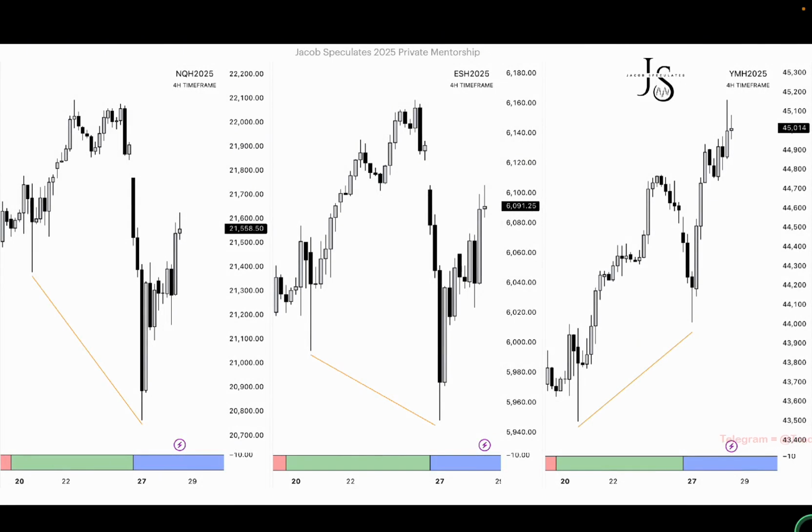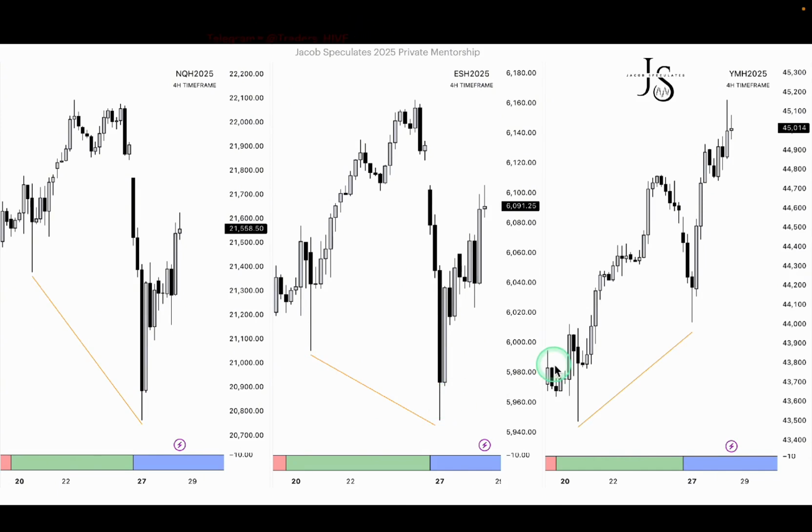So getting started, we have the NASDAQ, the S&P, and the Dow, and we're looking at the 4-hour time frame. As you guys can see, on Monday, we formed a bullish monthly SMT. So we formed an SMT between the weeks of the month. As you guys know, each week represents one quarter. So this is a bullish monthly sequential SMT.